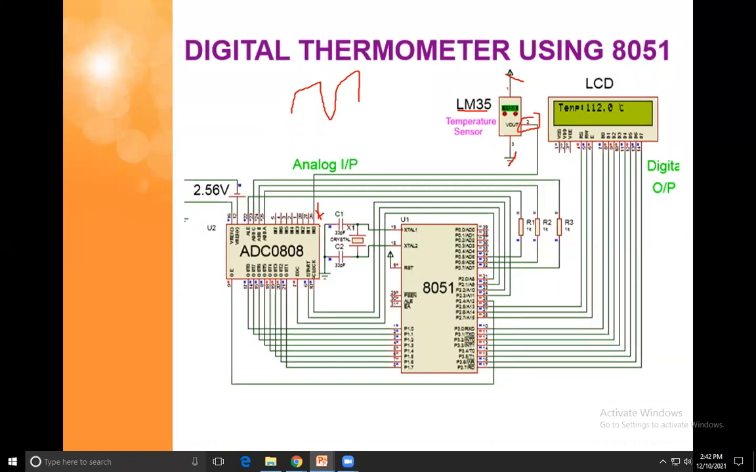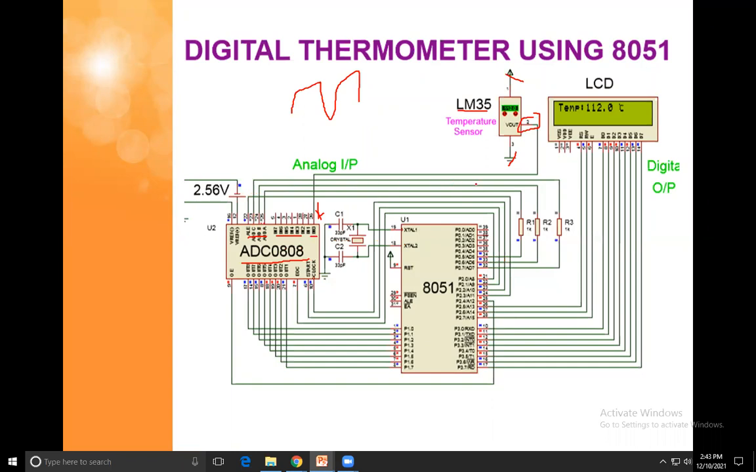Here, for analog inputs we are discussing the ADC0808. It contains eight analog inputs, and three pins are used to select which analog input is used. So the connections are made. This is IN0, which is connected to the output pin of the temperature sensor. Then which pin do we select? IN0. So this connection is given here, these connections 1, 2, and 3.